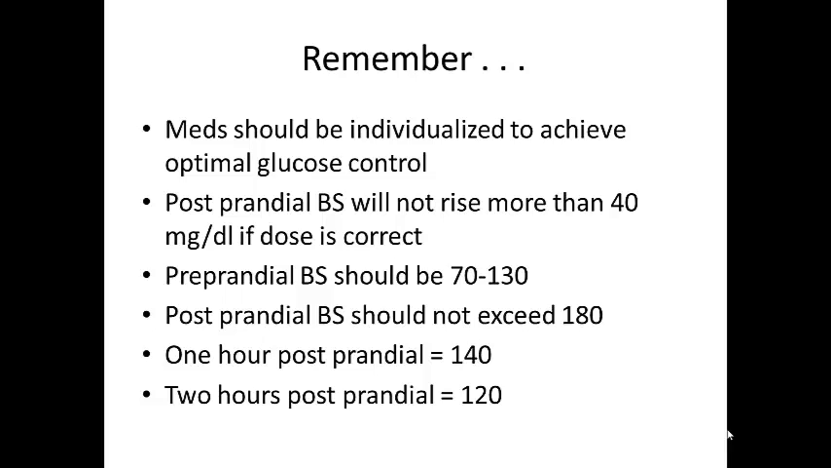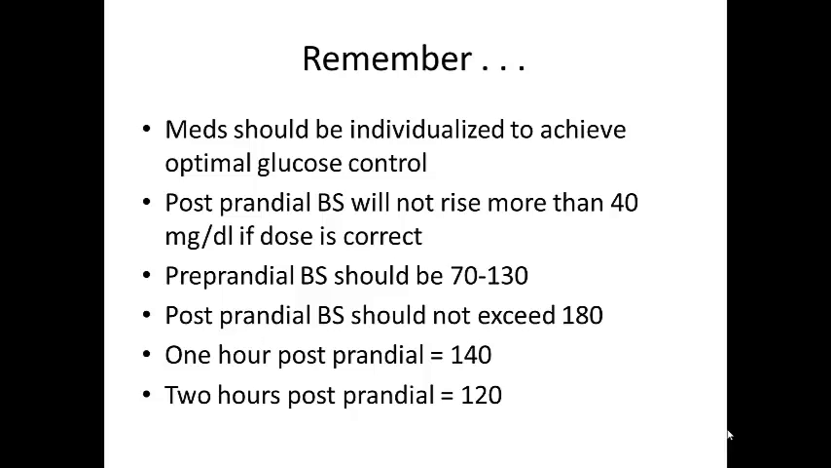You need to know these numbers as well. Postprandial blood sugar will not rise more than 40 milligrams per deciliter if the diet and the dose is correct. Preprandial blood sugar should be somewhere between 70 and 130. If a preprandial blood sugar is elevated, the patient will need a correction bolus to cover what they're about to eat and the elevated blood glucose. The insulin pumps today are designed to calculate a correction dose, but you'll also learn how to do it.